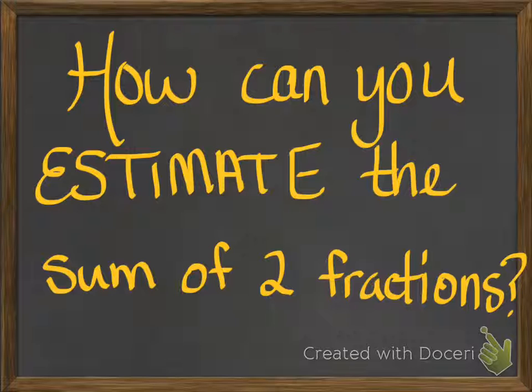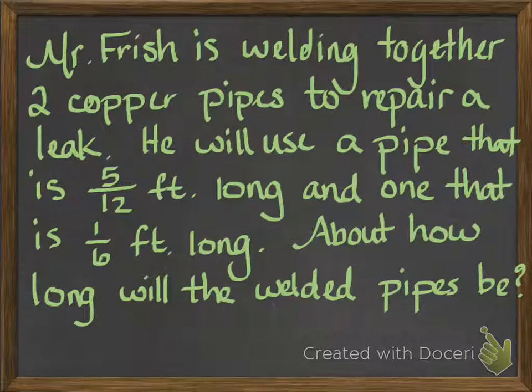Well, how can you estimate the sum of two fractions? Let's take a look at that first. So let's just do the sum of two fractions. There are a few steps that you can use to estimate the sum of two fractions. We're going to use that in this problem. So here's our first problem. Mr. Frisch is welding together two copper pipes to repair a leak. Welding means that he's going to use like a blowtorch or something to put two pieces together. He will use a pipe that is 5/12 foot long and one that is 1/6 of a foot long. About how long will the welded pipes be?